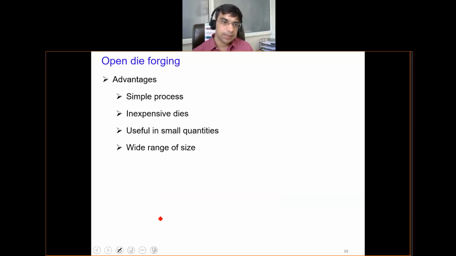So if we summarize, open die forging is basically a simple process with inexpensive dies. Why are the dies inexpensive? Because no specific shape is being imparted through these dies. These dies are almost plain. And this process is useful in small quantities and can handle a wide range of sizes, meaning very small products can also be made, and even very large products can be forged using this process.